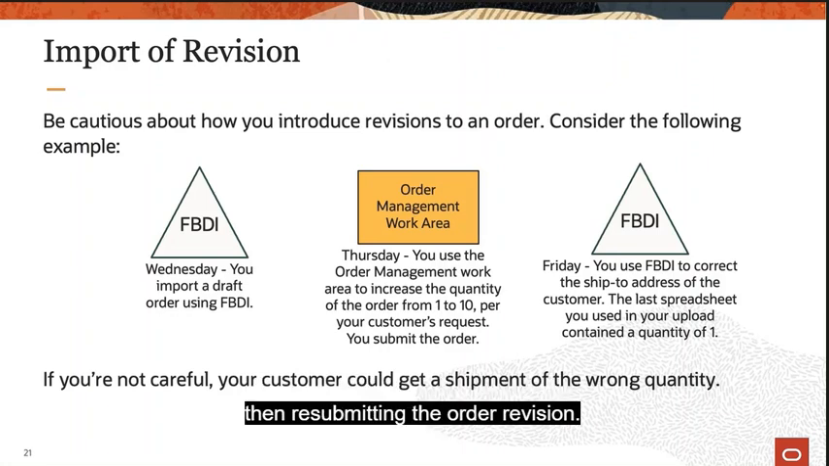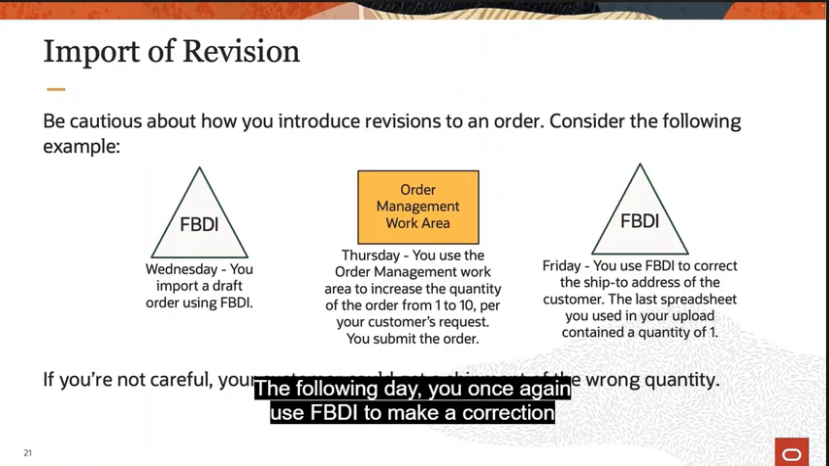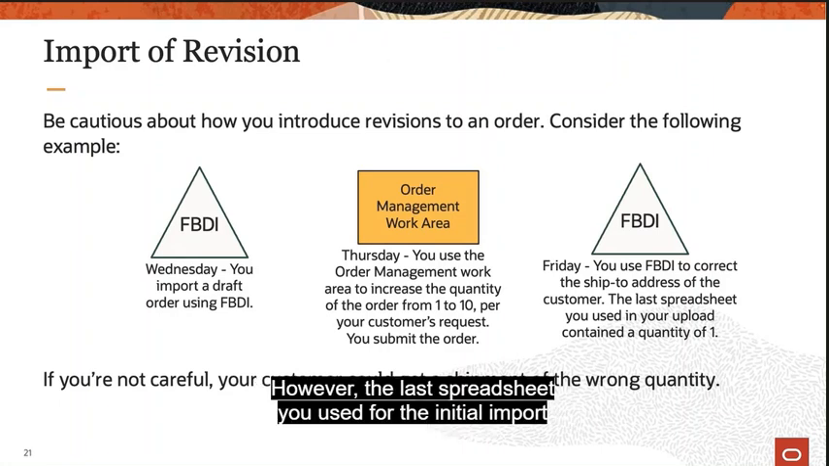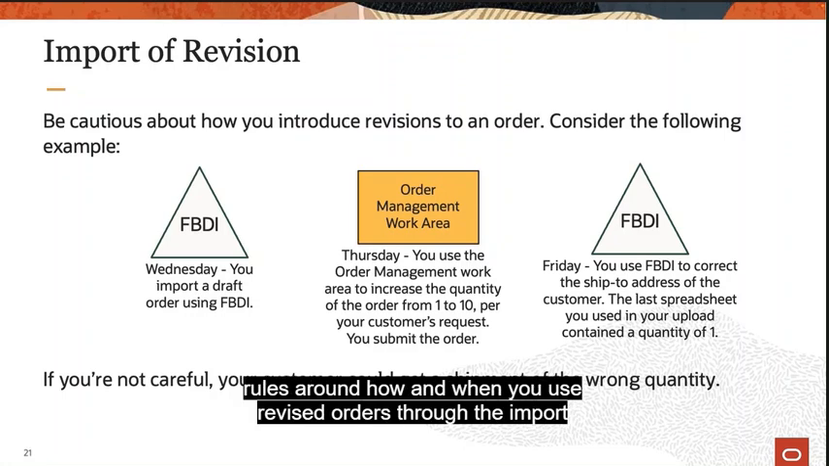The following day, you once again use FBDI to update the customer ship-to address. However, the last spreadsheet you used for the initial import still contains the original item quantity of 1. The imported revision will now incorrectly change the current order's quantity of 10 back to 1. Therefore, you'll need to clearly establish rules around how and when you use revised orders through the import function using FBDI.